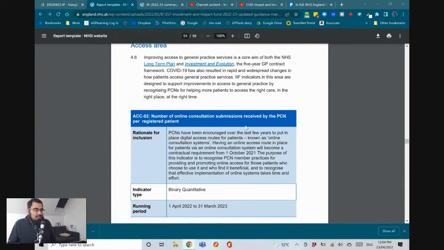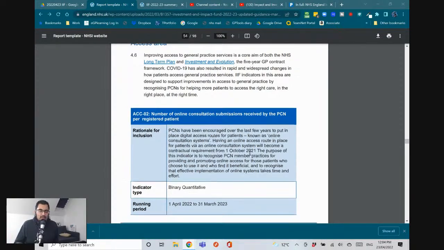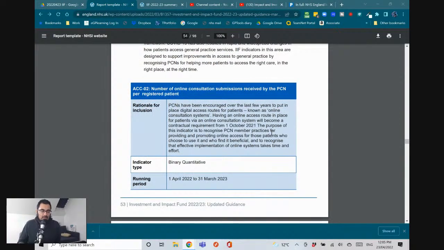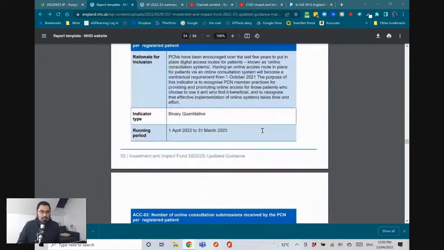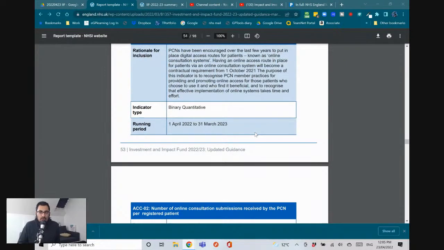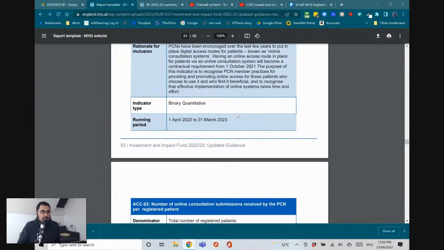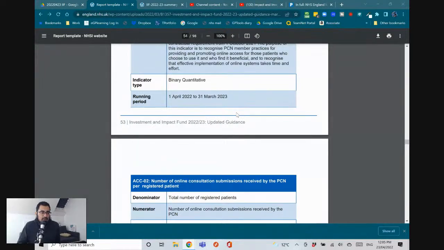So ACC02, number of online consultation submissions received by PCN. This was here in previous years, and it was one of the ones that was carried over because payments had already been made before IIF got paused due to the Omicron variant, which was outlined in the letter. It's a binary quantitative one, so you've either done it or haven't. And it's from the 1st of April to the 31st of March of this financial year.